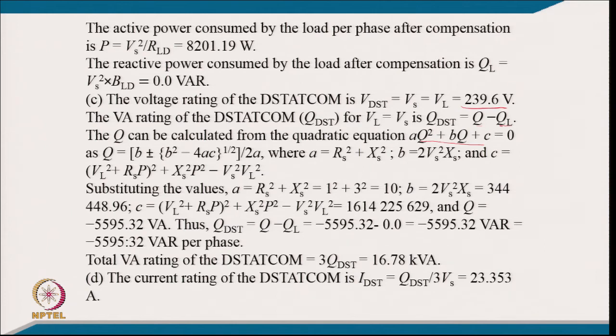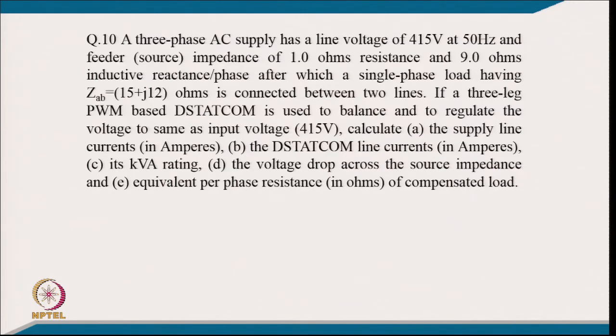So, putting in the values of all, we get Q equal to minus 5595.32 VA, and Q of the D-STATCOM will be Q minus QL, and QL is 0. So, the D-STATCOM rating will be the same, 5595.32 VAR, and divided by 3 will be the per phase kVA. So, the total kVA rating will be 3 times this. So, this will be 16.78 kVA, and the current rating of the D-STATCOM will be, so it comes to 23.35 ampere. So, this provides the 0 voltage regulation across the load.